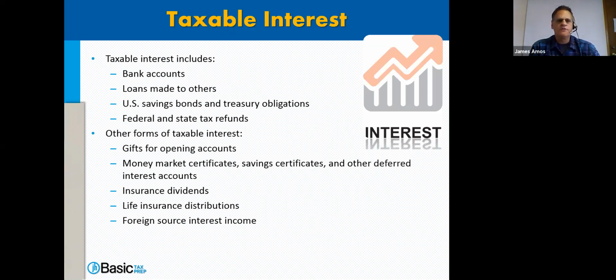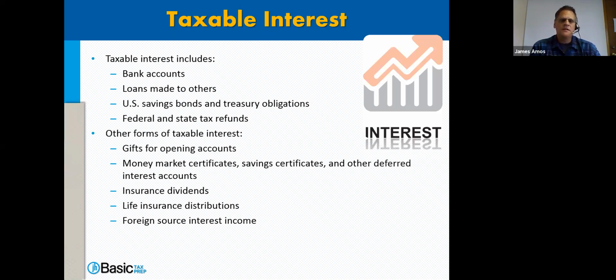U.S. savings bonds and treasury obligations are taxable interest. Federal and state tax refunds, if interest is included in them, would be taxable interest as well.